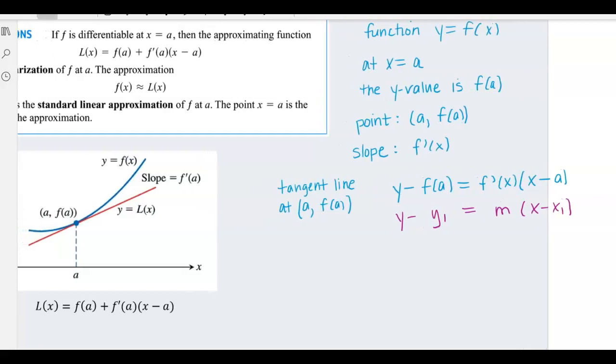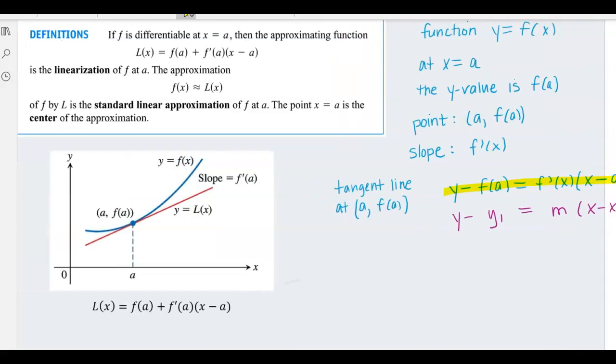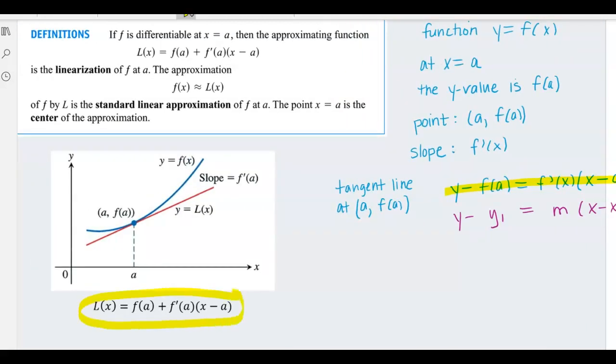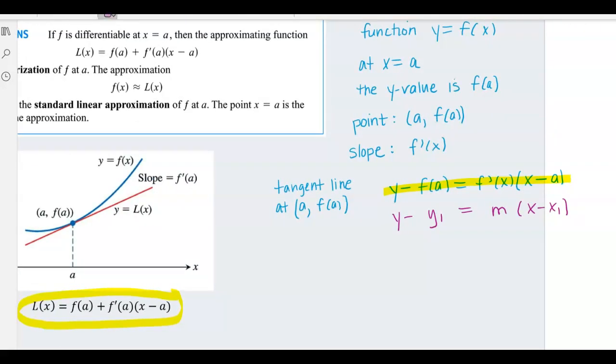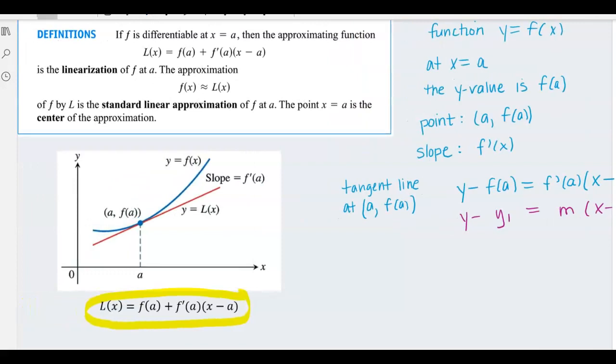And if I add f of a to both sides, you see that I get this equation here, which is the linearization. Oh, I forgot back here. Let's go back. Because we're actually evaluating the slope at the point a, we're going to put f prime of a. So again, what I've got highlighted here is the slope of the tangent line generically at any point on the graph, and we call that the linearization, the tangent line approximation that we can use to estimate a value on the function.